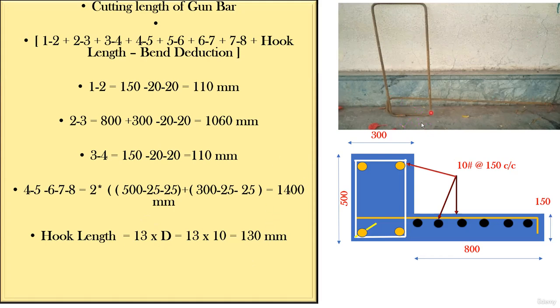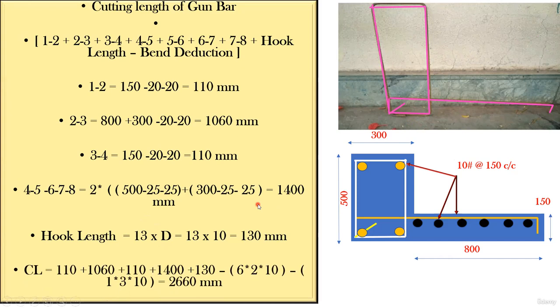Now we just have to add everything. So you're going to find the total cutting length. This length I know, this length I know, then I know this length also, then this part, this part, this part, this, then this part, and also this hook I found now. So everything I have, you just have to add everything.